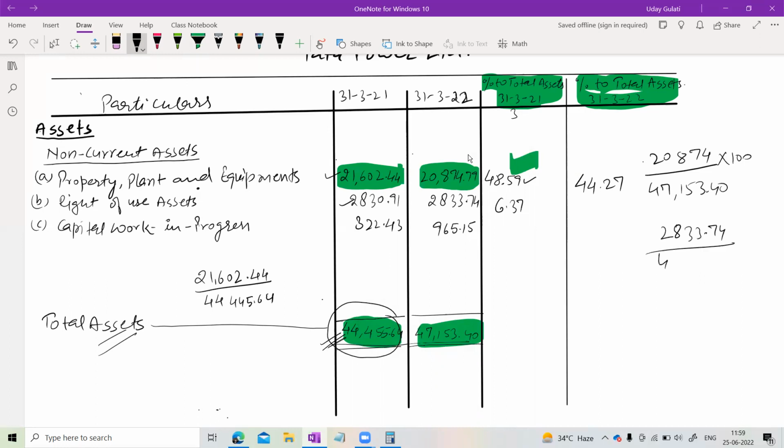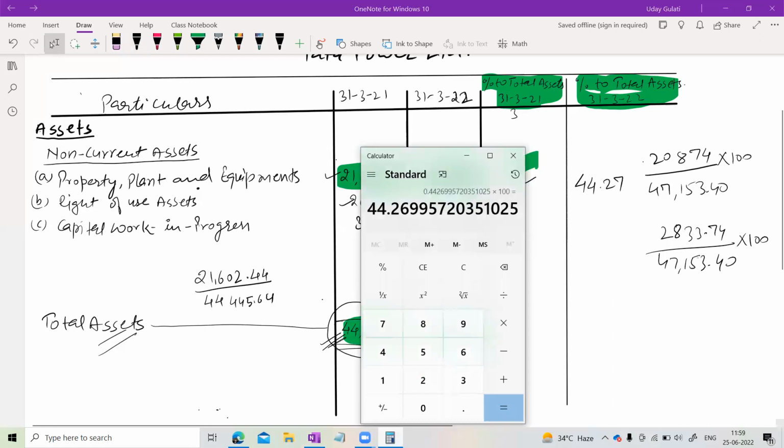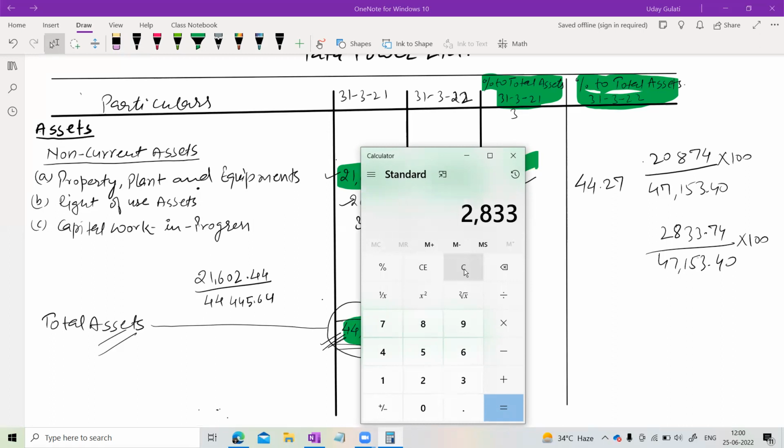And if I calculate the right of use asset, then you have to do 2833.74 again divided by 47,153.40 into 100. I'm calculating it for you: 2833.74 divided by 47,153.4 multiplied by 100 and you'll have the answer, that is approximately 6%.